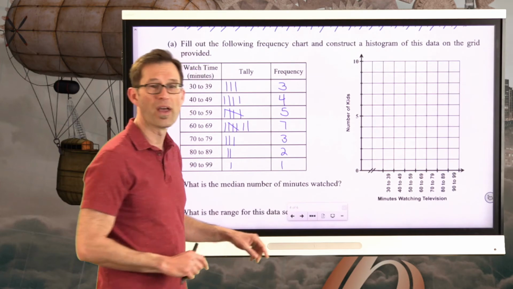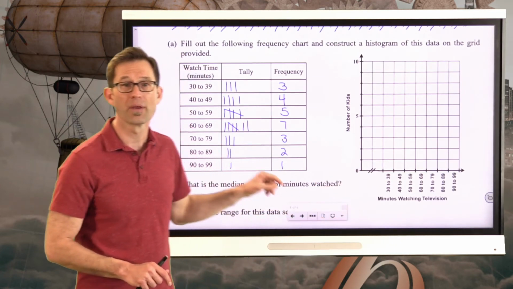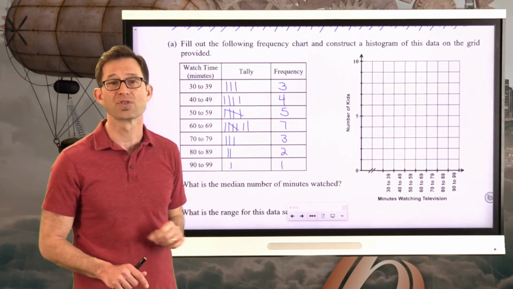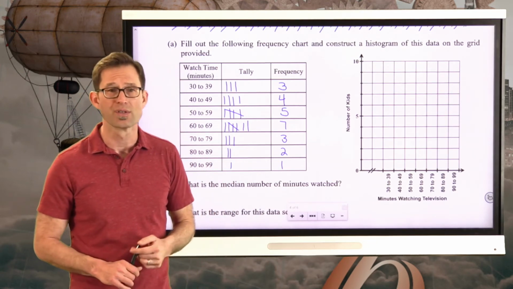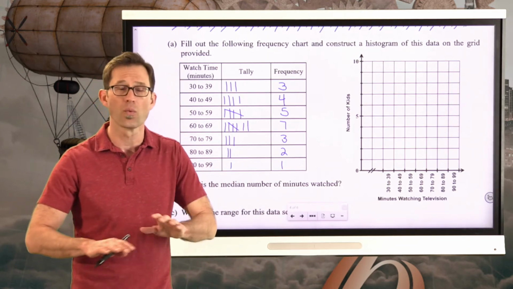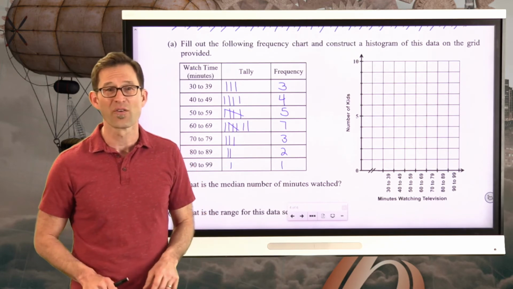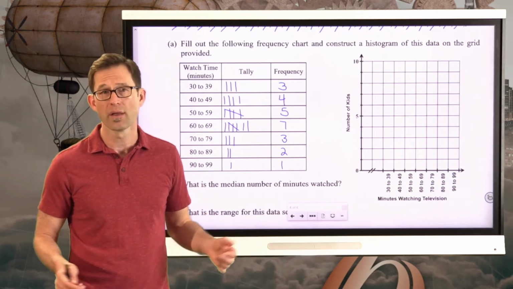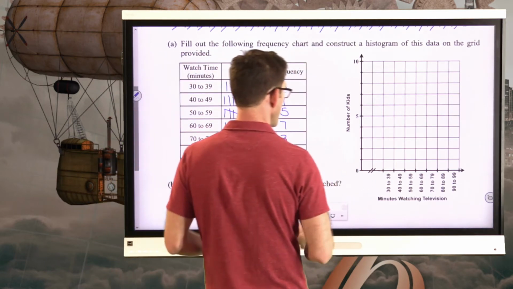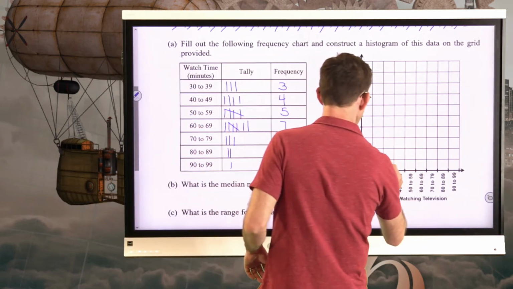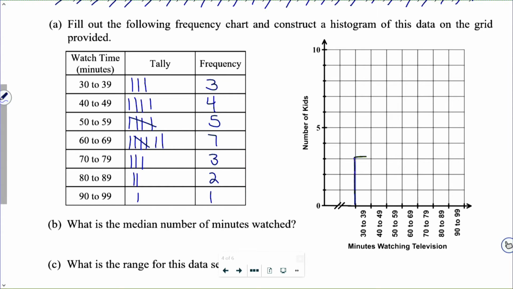As a reminder, we had this axis break on the histogram because our categories didn't start at 0. Although I do think this is one where we could have had a category start at 0. We could have actually had some kids that didn't watch any television on Saturday morning. It's kind of hard to imagine, but I can picture it a little bit. Maybe the child isn't feeling well or something. I don't know. 30 to 39, we've got these 3 students who are watching.